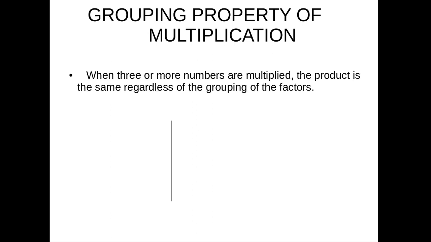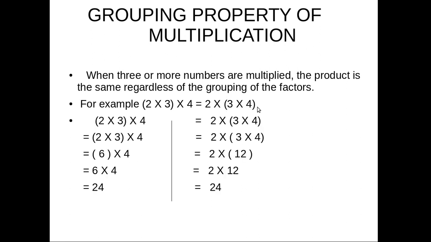Now see grouping property of multiplication. When 3 or more numbers are multiplied, the product is the same regardless of the grouping of the factors. For example, 2 into 3 into 4: if we first multiply 2 into 3 on the left side and then multiply with 4, or on the right side we first multiply 3 into 4. First, 2 into 3 is 6, 6 into 4 is 24. And 3 into 4 is 12, and 12 into 2 is 24. So in both ways we get the same answer. This is known as the grouping property of multiplication.